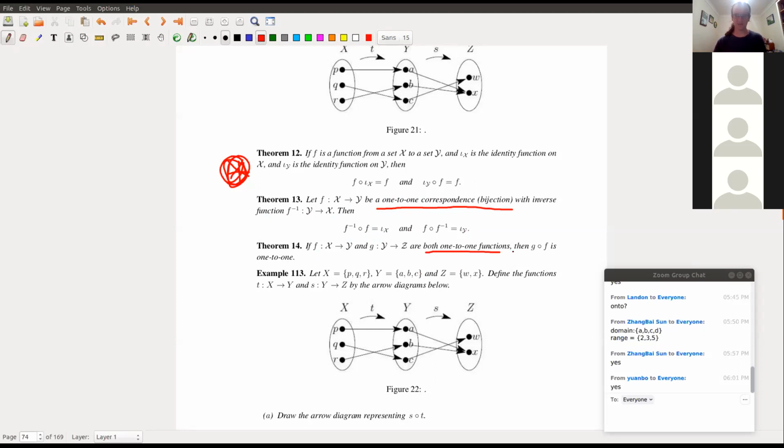So you've got this one where if the two functions are one-to-one functions, we're going to say precisely what that means in a second, then the composition is one-to-one also. Really useful results.